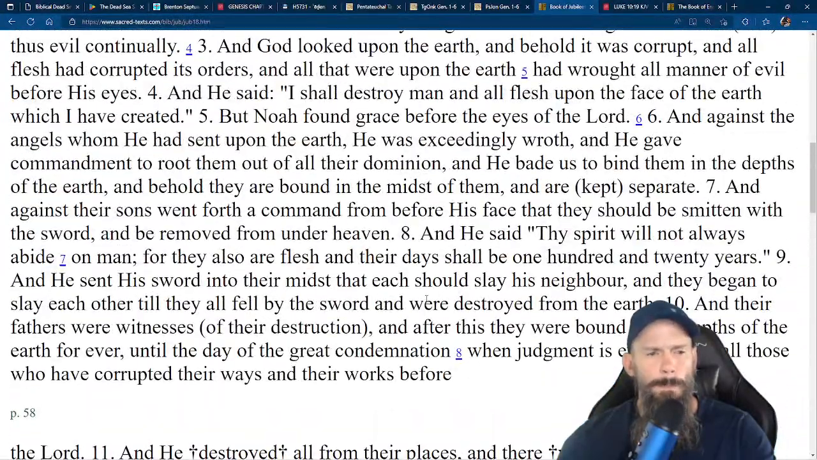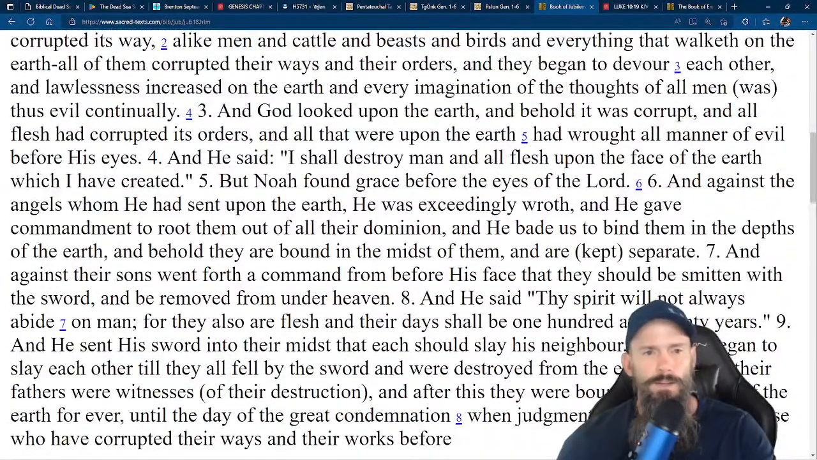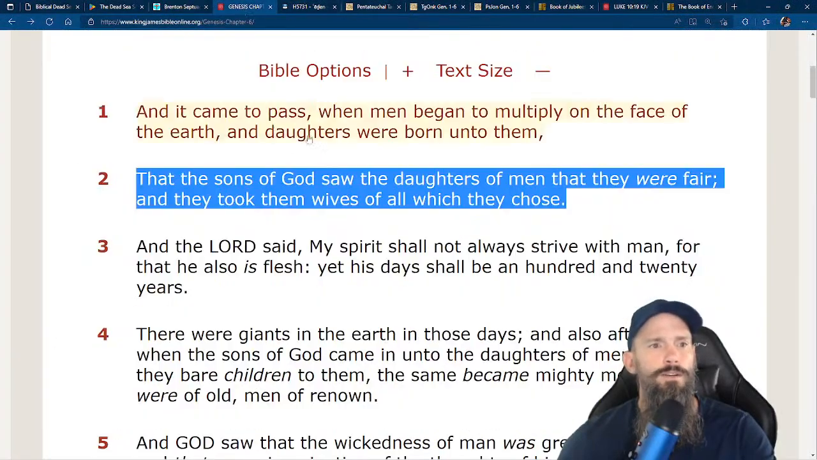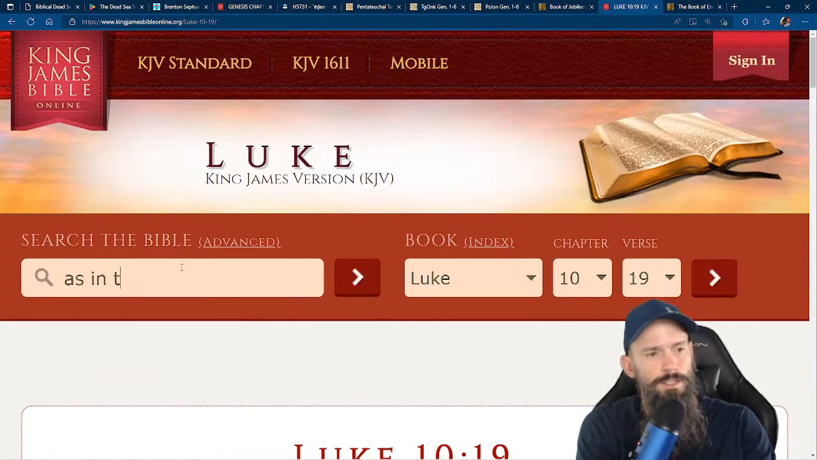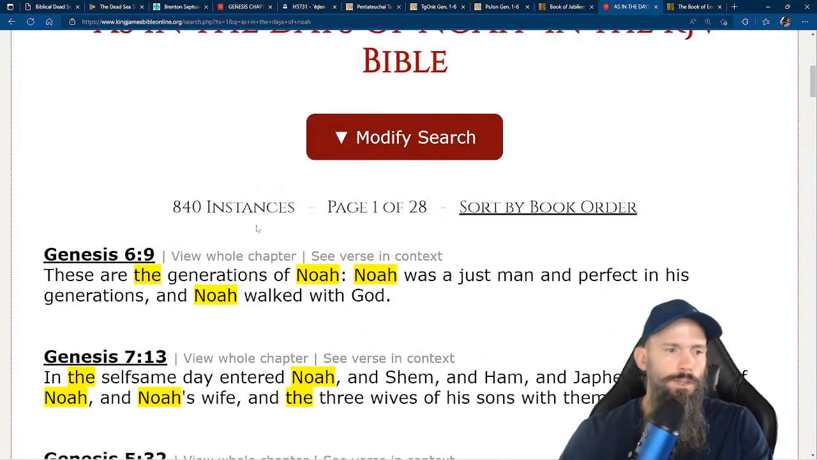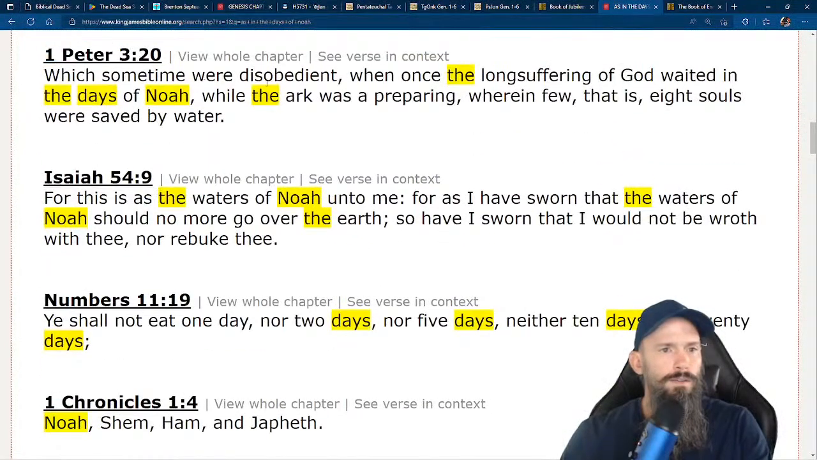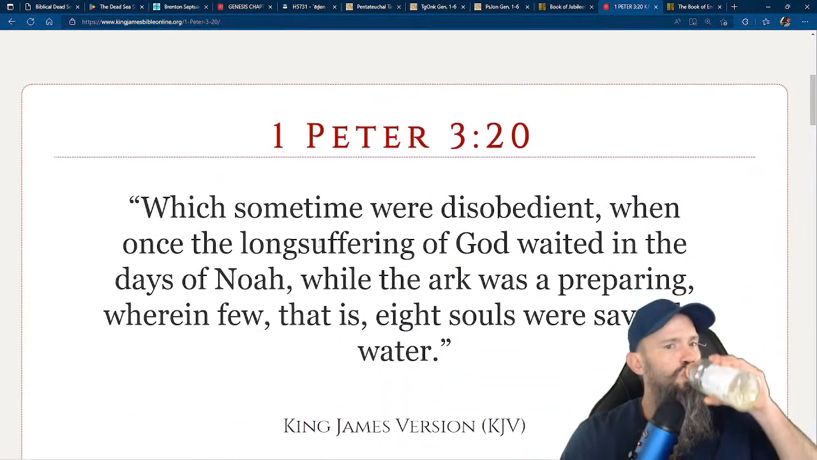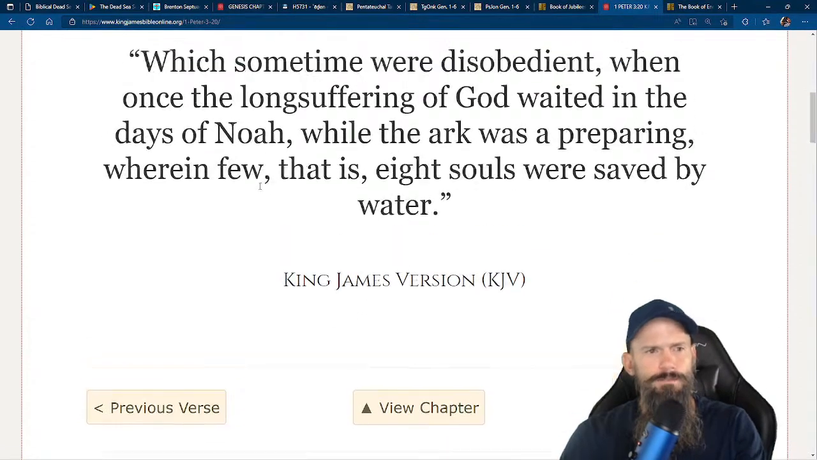What was I going to look at? Oh yeah, Noah found grace. So if you look at, where's that? As in the days of Noah. What are we looking for? First Peter 3:20. 3:19.